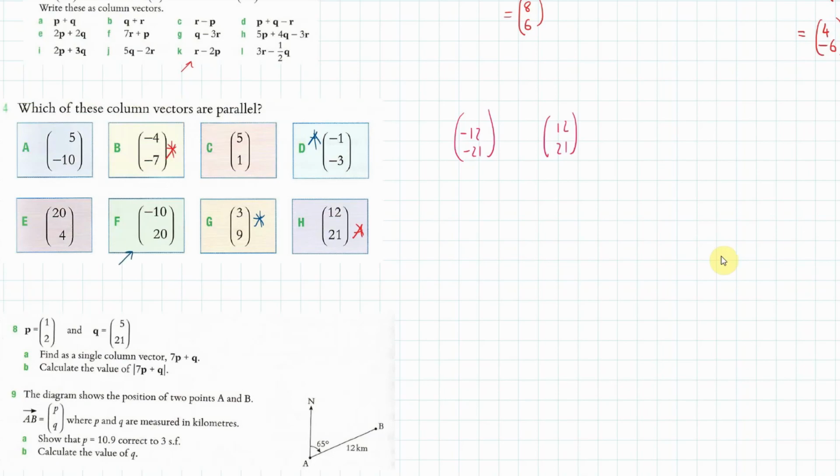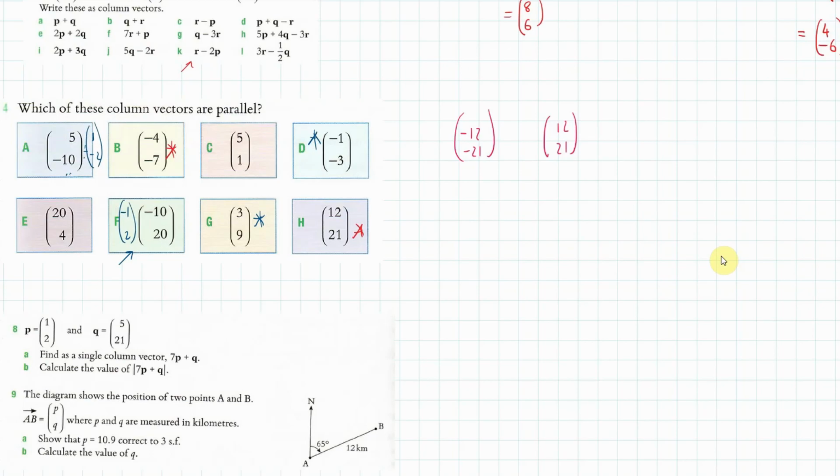If you look at this one here, the top is half of the bottom. Do we have anything like that? Yeah, we've got one over here. So let's consider those. Why don't we divide both of them by 5? So we get 1, minus 2. And if we divide this one, we could simplify this. Let's divide this by 10. We get minus 1, 2.